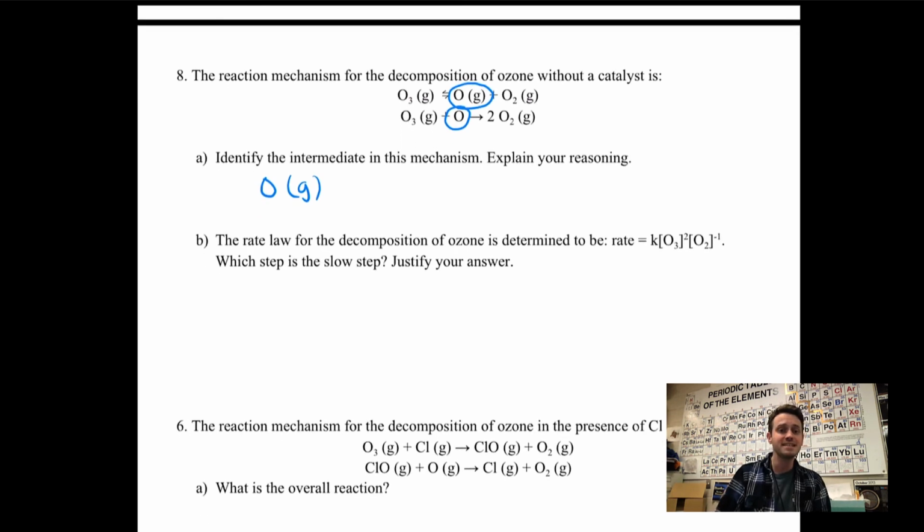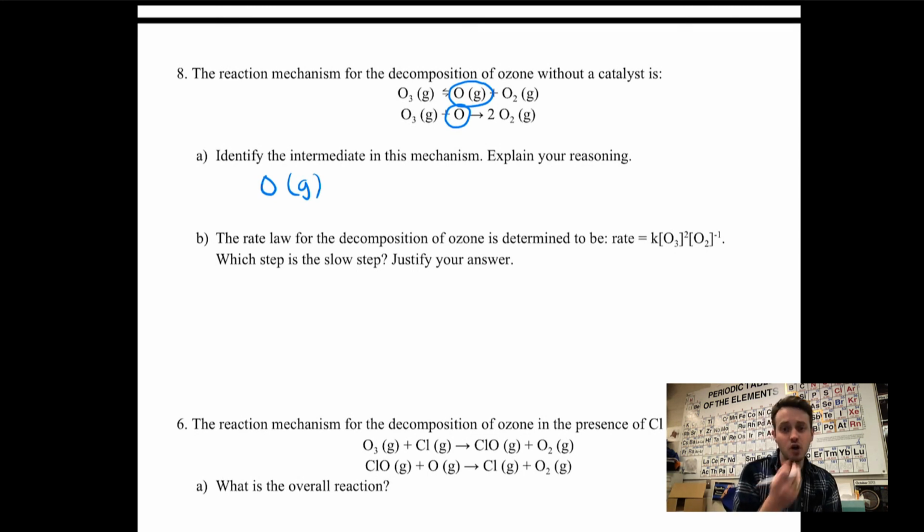For part B, it says the rate law for the decomposition of ozone is determined to be rate equals k times, and you see the rest of that. It says which step is the slow step, and justify your answer. If the first step is the slow step, then the rate law would be rate equals k times the concentration of O3. Obviously that's not the answer, so the second step must be the slow step.